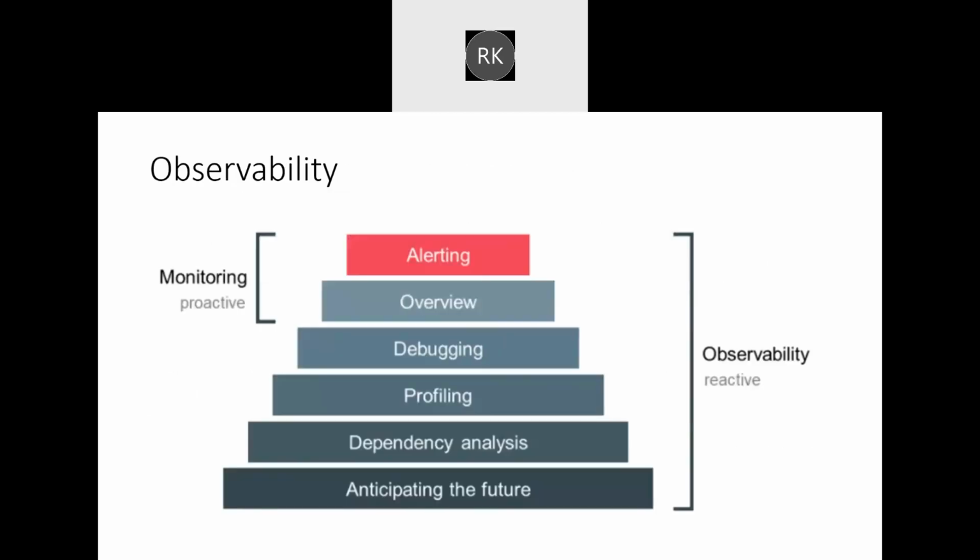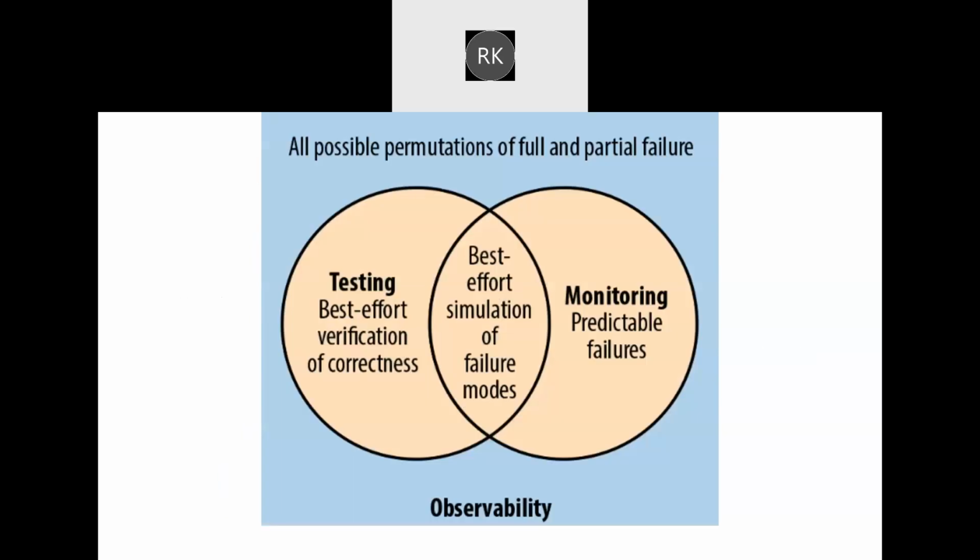So look at this here. This is the pyramid. Monitoring is focusing on alerting and overview through the dashboard, whereas observability is getting into debugging, profiling, dependency analysis, and anticipating the future as well. So when you set up observability, you have to use all the monitoring tools, which handle predictable failures. But in observability, you also have to add automated testing. Testing is best effort verification of correctness. Put together testing, all the best practices of testing, and the predictable failure handling through monitoring, and that is basically best effort simulation of failure modes, and that's called observability.